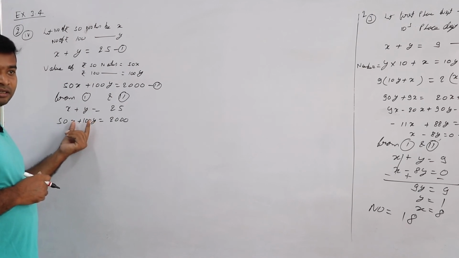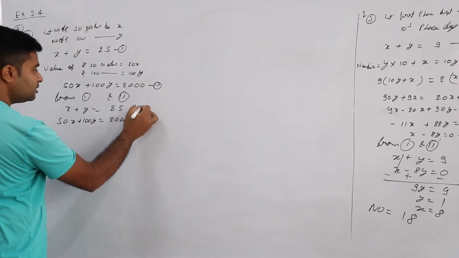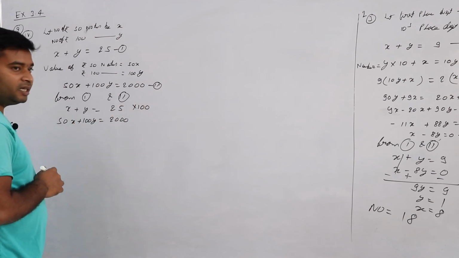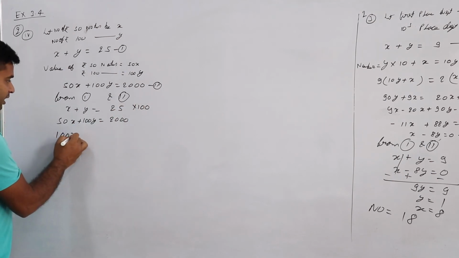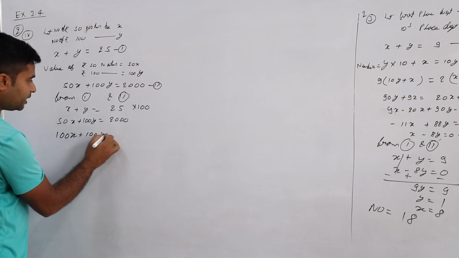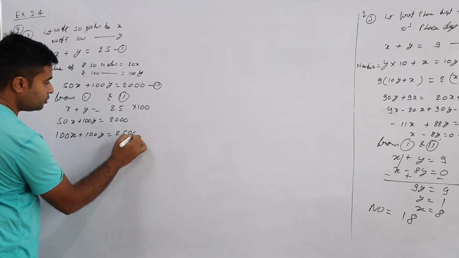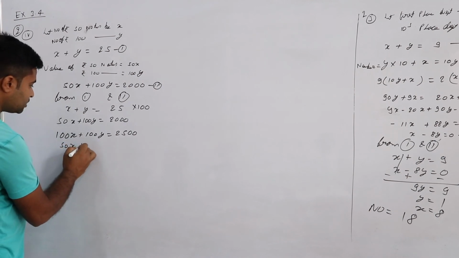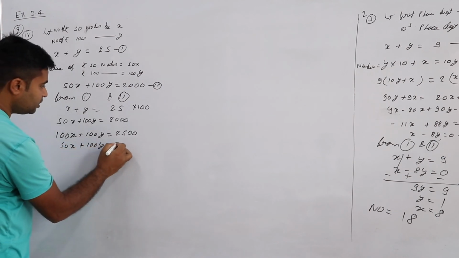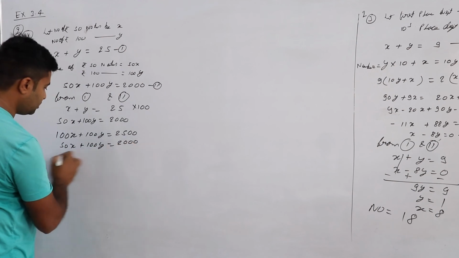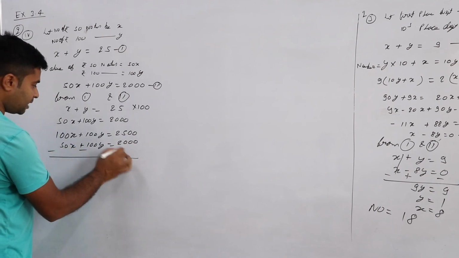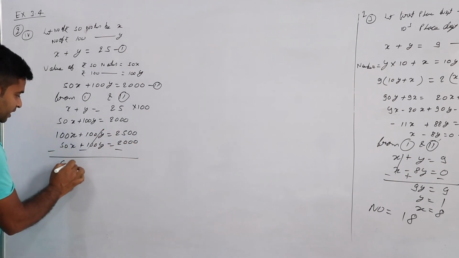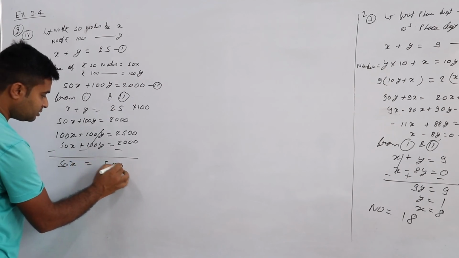Multiplication will be easier in this. So multiply this one by 100: 100x plus 100y is equal to 2500. Yes or no? Now the second one, 50x plus 100y is equal to 2000. Now minus, minus, minus, cancel. 50x is equal to 500.